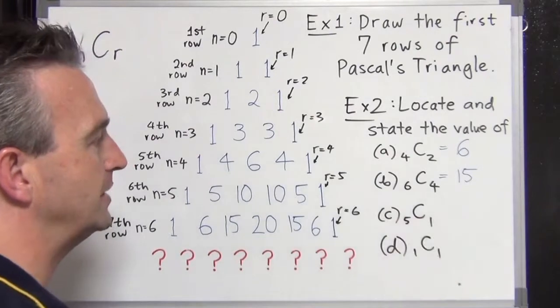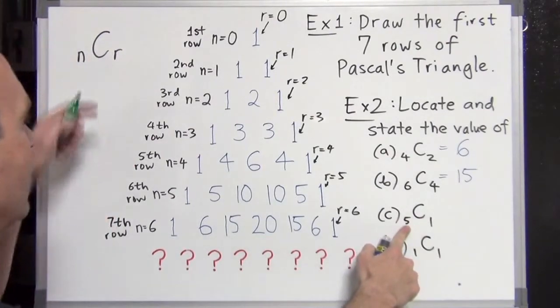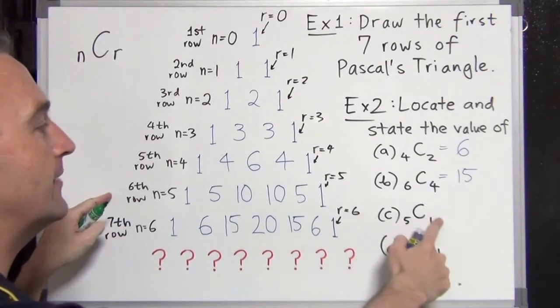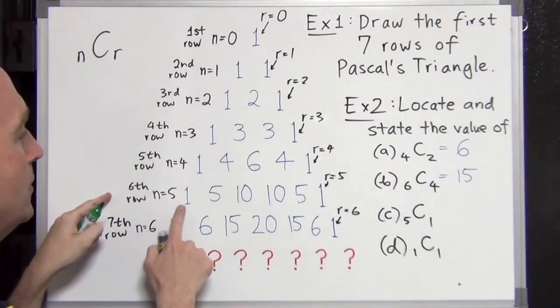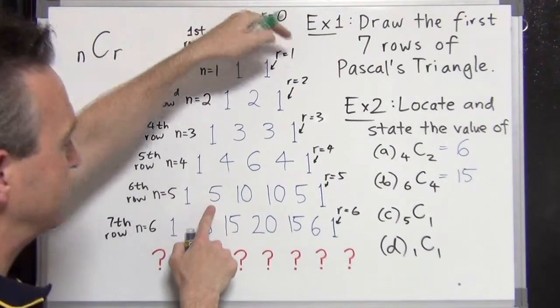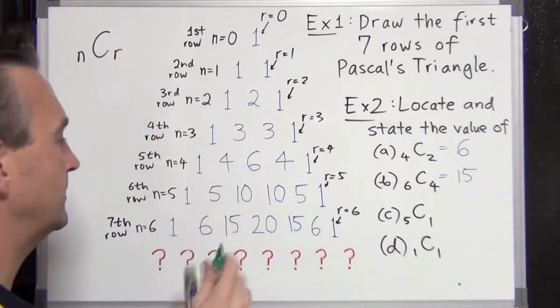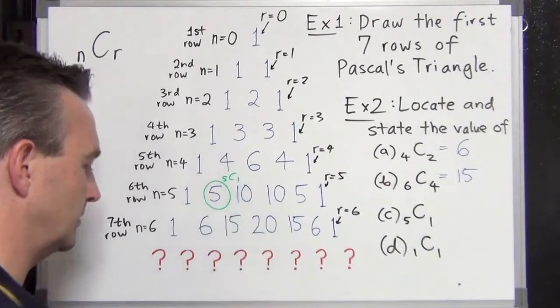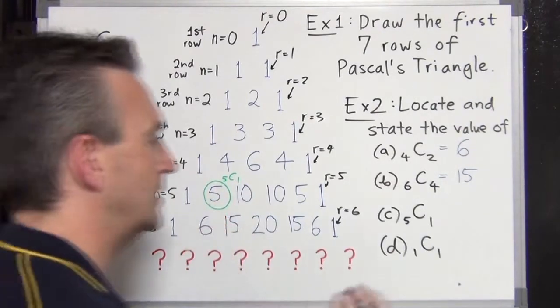Another one, 5C1. So we have an n value of 5: 3, 4, 5. An n value of 5 is the 6th row, and the r value is 1. So we're on this row. Here, there's r equals 0, r equals 1 is right here. So this number here is our 5C1. 5C1 has a value of 5.